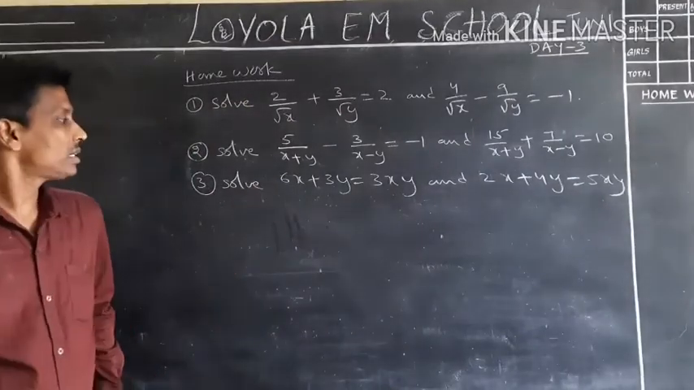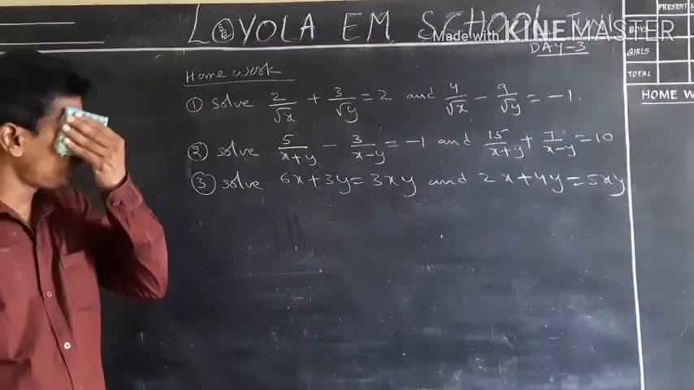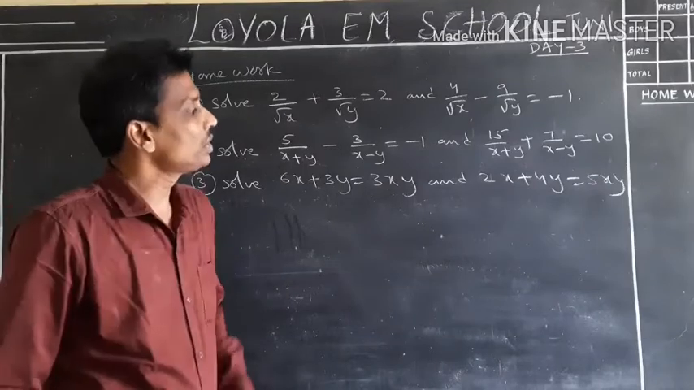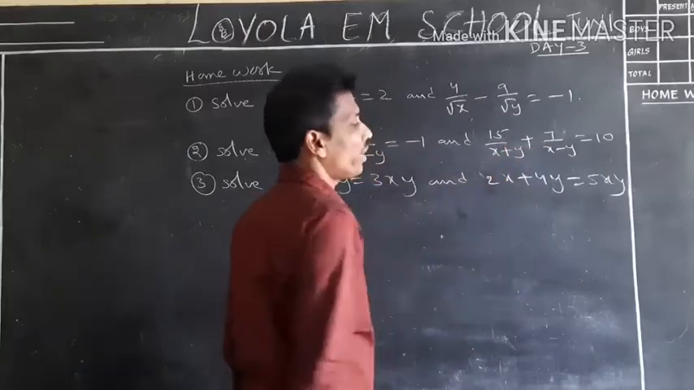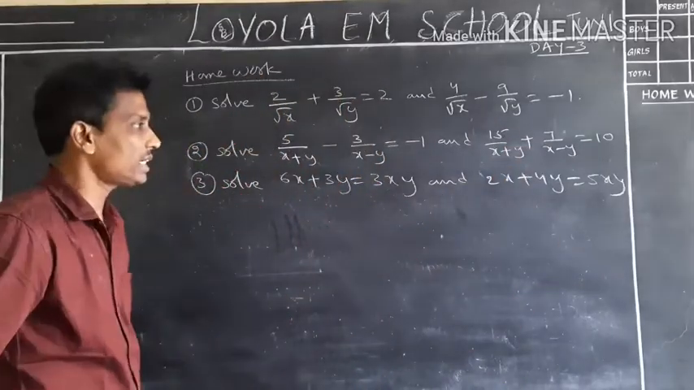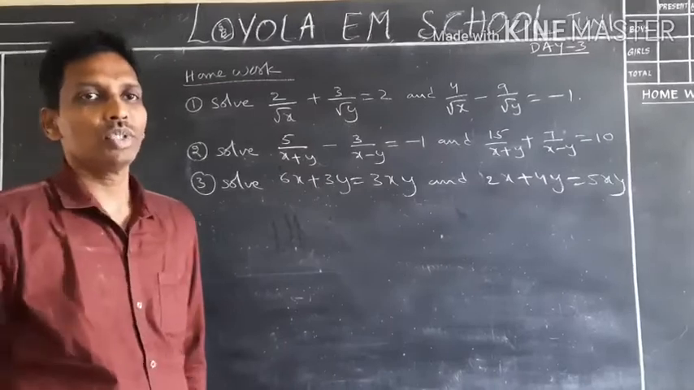And the third one is: solve 6x plus 3y is equal to 3xy and 2x plus 4y is equal to 5xy. So these three questions are given to you to do as homework.